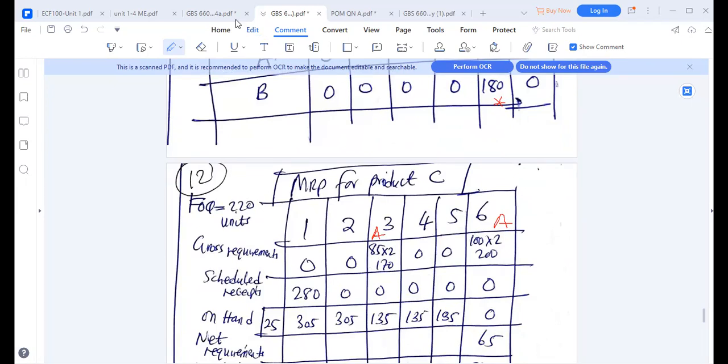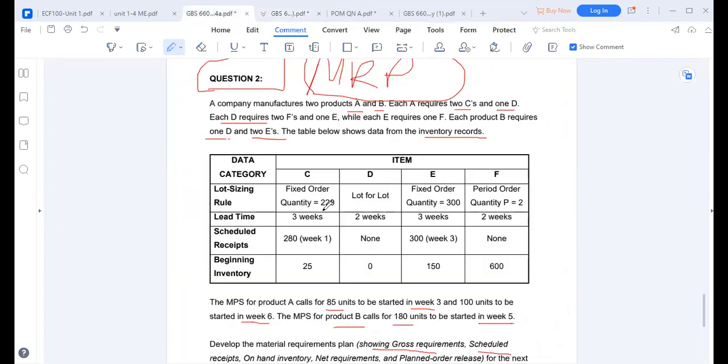Now we don't have to forget, we need to go and check what the scheduled receipts for C are. The information is there. For C, we have the fixed order quantity of 220 units. So when there's a net requirement, when there's a shortage, we need to order 220 units. This is a fixed aspect. We don't order the shortage, we order the fixed ordering policy of 220 units, even if the requirement is less than that.